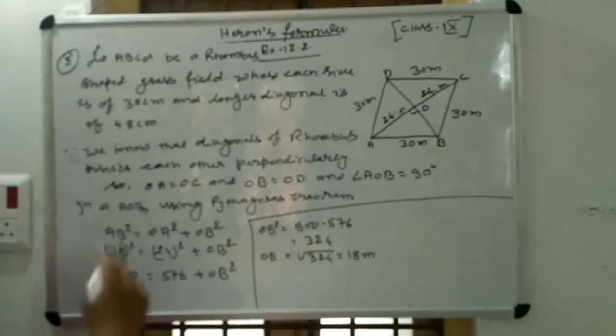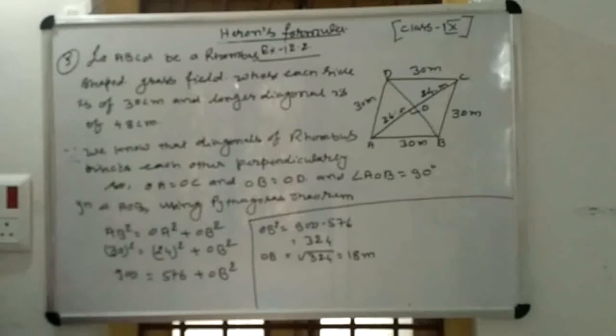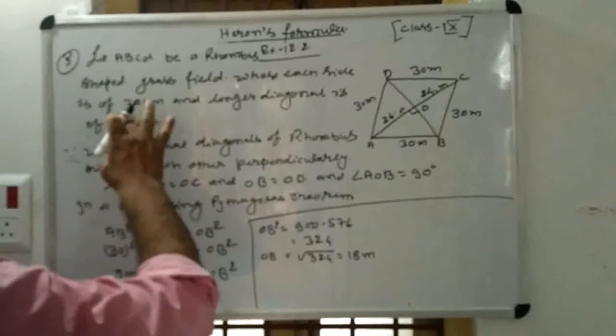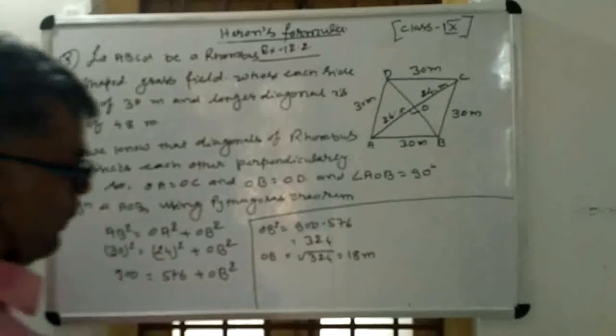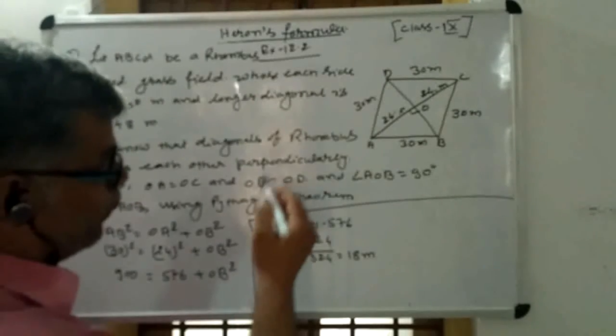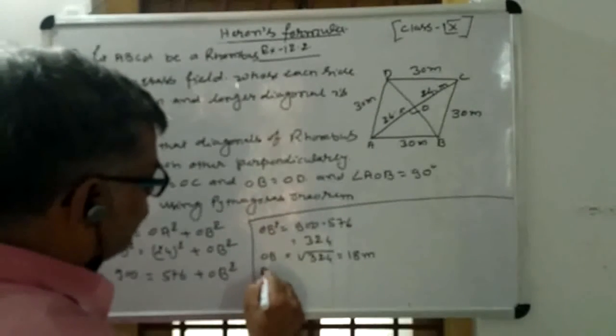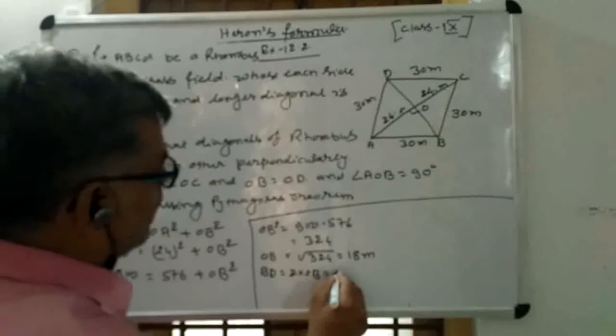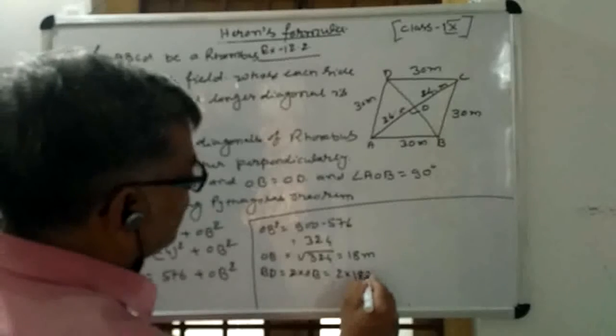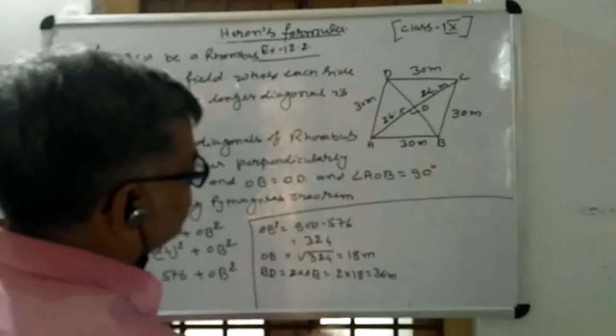Everything is given in meter, not in centimeter. So it is meter. So OB equals 18 meter, and BD equals twice of OB, that is 2 into 18 equals 36 meter.